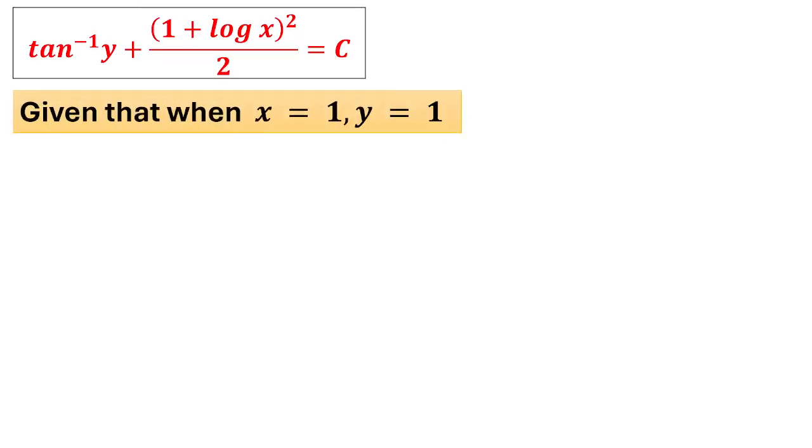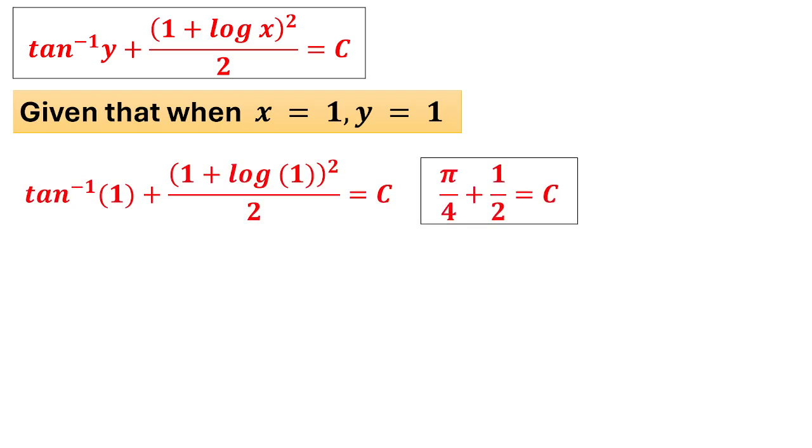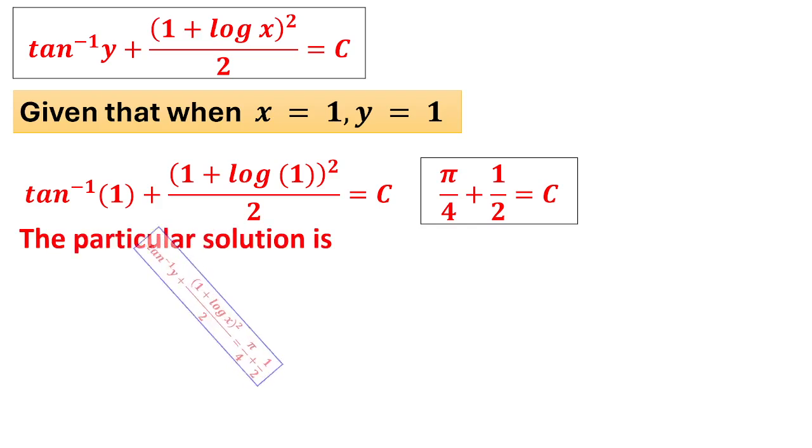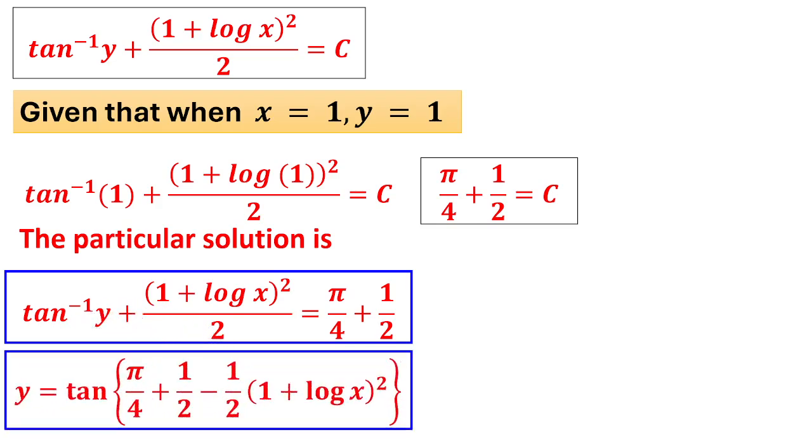But now this is an initial value problem, or you can call it a particular solution problem. It is given that when x is equal to 1, y is also 1. Put it now, you will get the value of c as pi by 4 plus 1 by 2 because tan inverse 1 is pi by 4 and log 1 is 0. Now you can put the value of c over there. Now you can leave it as it is. Otherwise, if you want to write y is equal to, then it can be written like this also.